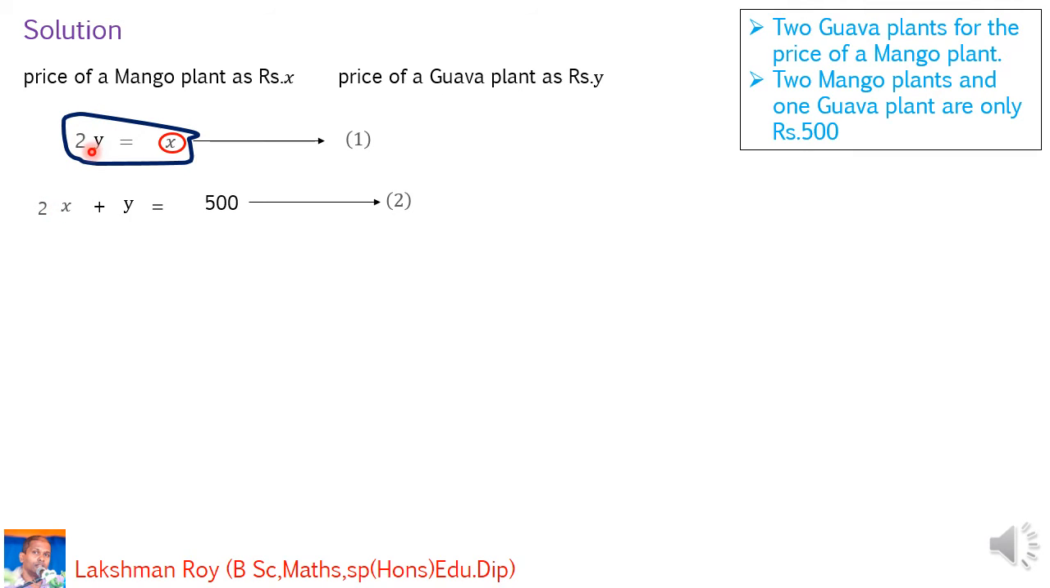So that is the easy method to solve this type of simultaneous equation. Otherwise we have to add or subtract, removing one term. So this is another method. Let's see this method.